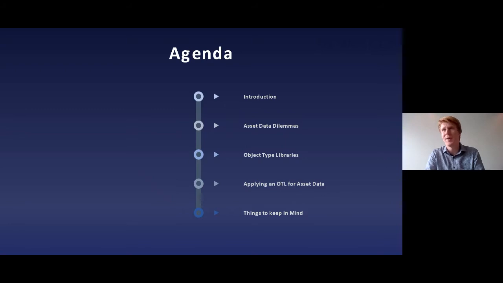We will, of course, discuss object type libraries, what they are, what the differences are between different object type libraries, and why they can be so useful for asset data. We will also discuss a few use cases, some examples of issues with regards to asset data and how an object type library can be used in order to improve the processes with regards to asset management. And finally, there'll be some things to keep in mind. And in between, there'll also be some demos about our object type library software.